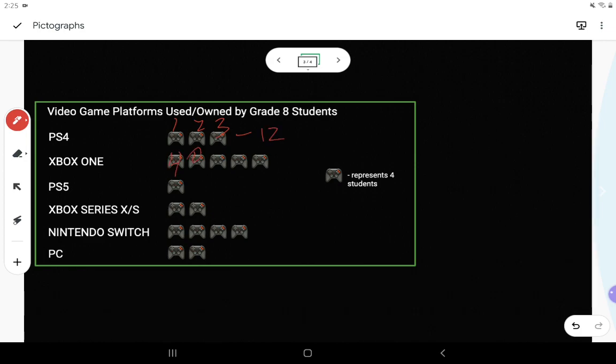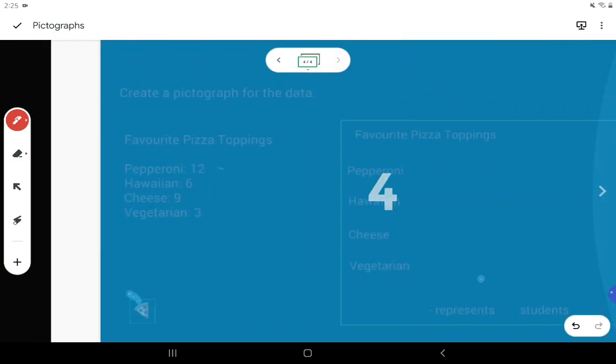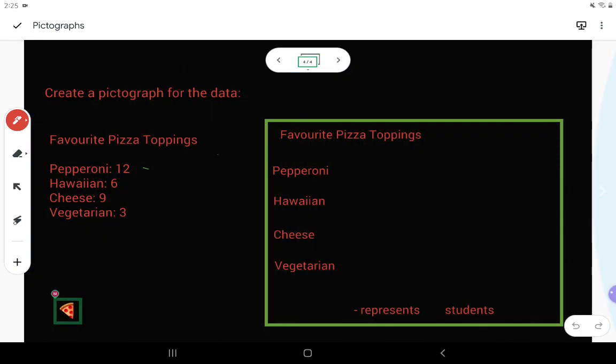So 4, 8, 12, 16, 20, right? 4, 4, 8, 4, 8, 12, 16. So it is fairly fast to count, okay? And it's easy to see which group is bigger than the other. Now, how we make a pictograph, okay?